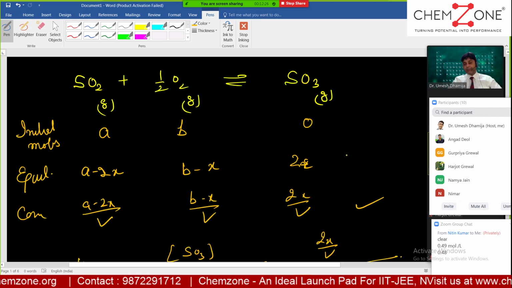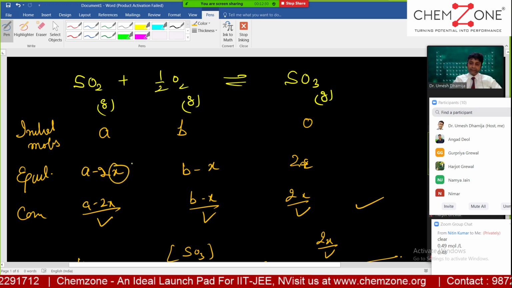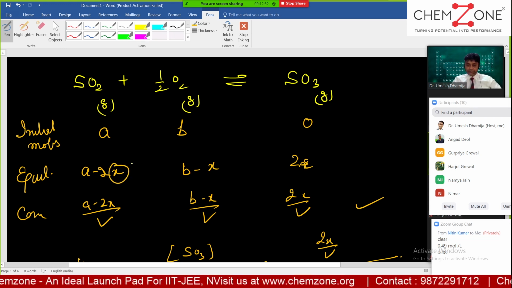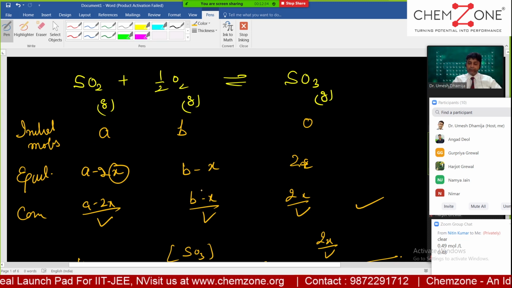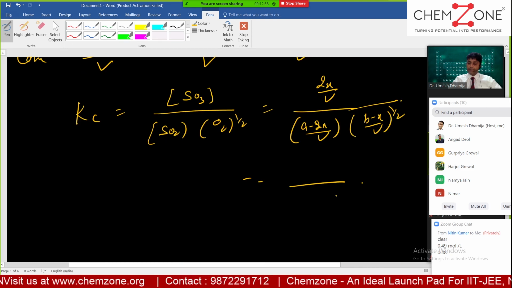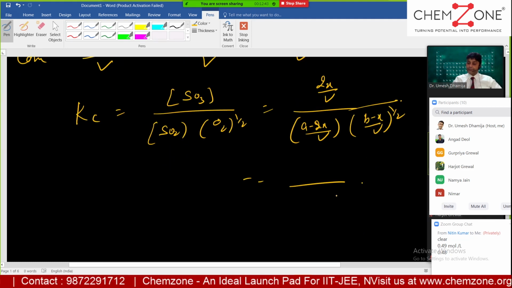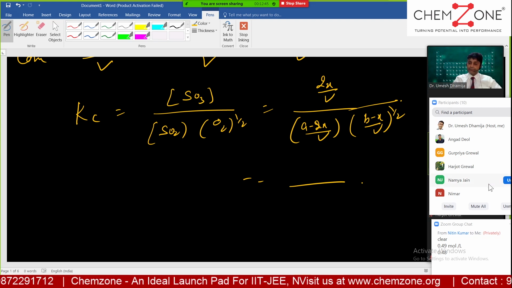For the numerical purpose, what will be given to you is what the value of x is, how much amount of x has reacted, how much of A has reacted or how much sulfur trioxide has formed. You will be given the value of x, the rest you have to solve. And now you can see the expression is coming out to be different here.